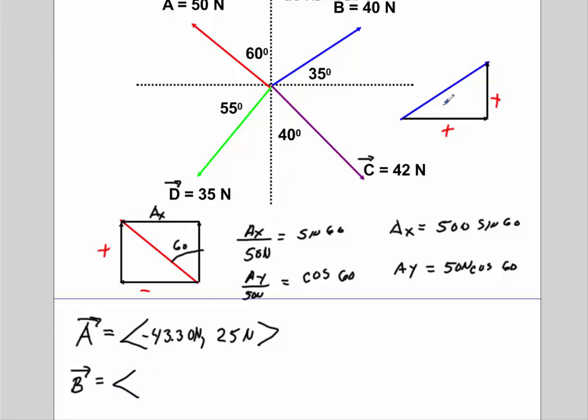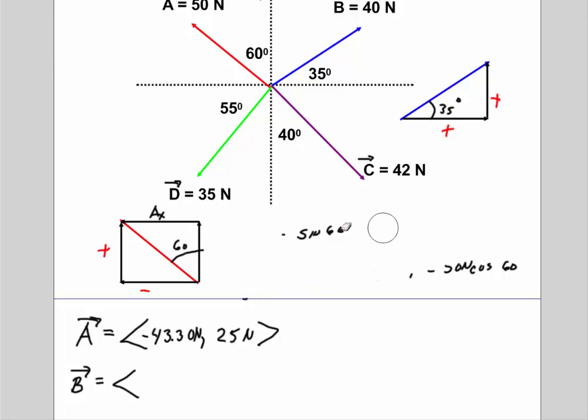We draw the components, and again we can draw this is our 35. Again, I'm going into a lot more detail, but if you need this, that's fine. If I'm looking for this component, this adjacent over the hypotenuse, that means we're going to use cosine. So I just come down here, let me erase some of this. And I'll label this as 40. I'll label this as BX, BY components.